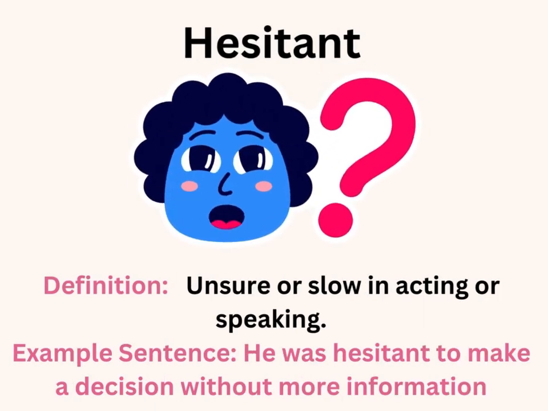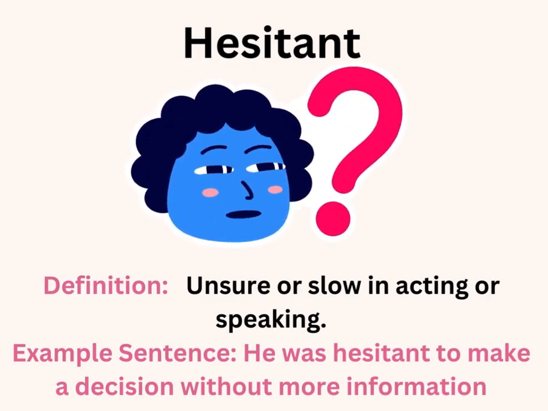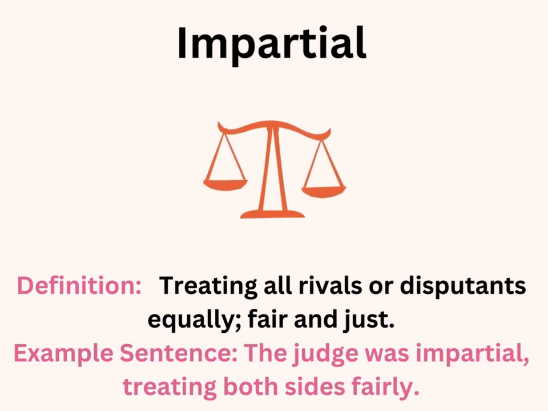Word. Hesitant. Definition: unsure or slow in acting or speaking. Example sentence: he was hesitant to make a decision without more information. Word. Impartial. Definition: treating all rivals or disputants equally, fair and just. Example sentence: the judge was impartial, treating both sides fairly.